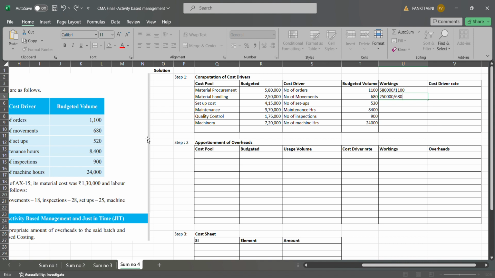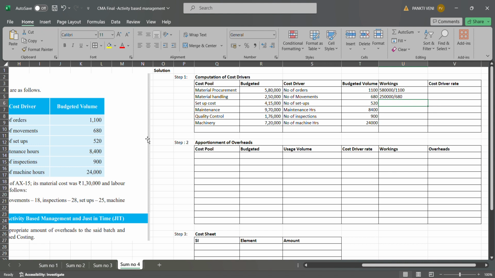They will give you total cost. They'll give you cost drivers. Budgeted volume for cost drivers, divide them, you'll get cost driver rate. Multiply cost driver rate with whatever cost drivers, that budgeted volume for the respective product, you'll get for that particular product how much cost you have incurred.